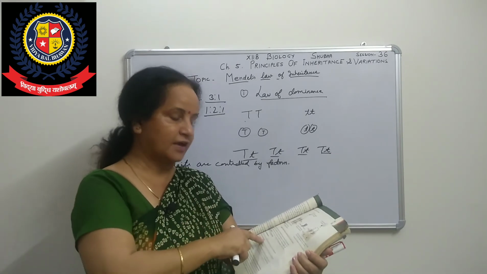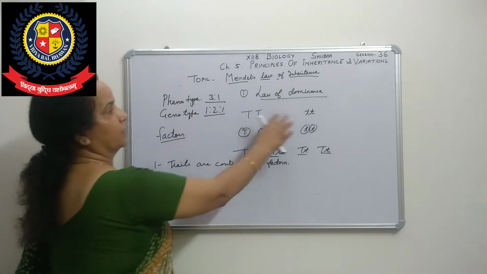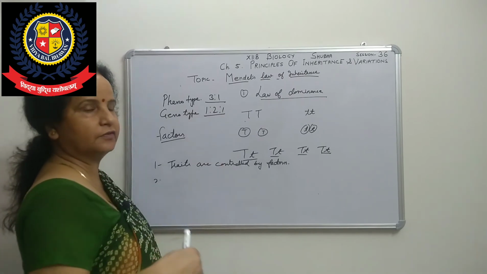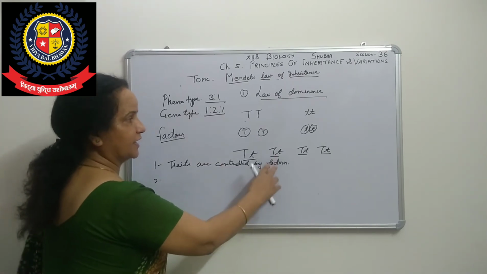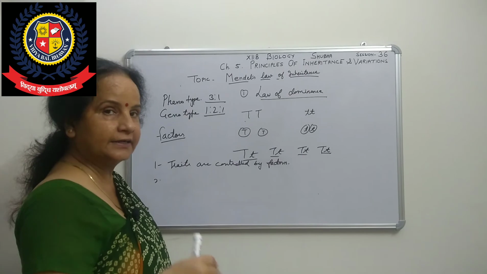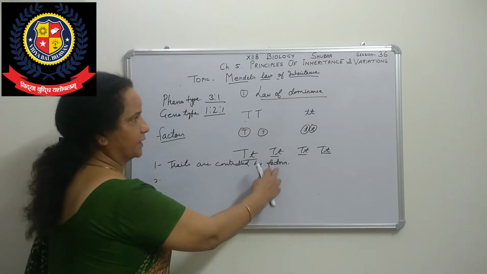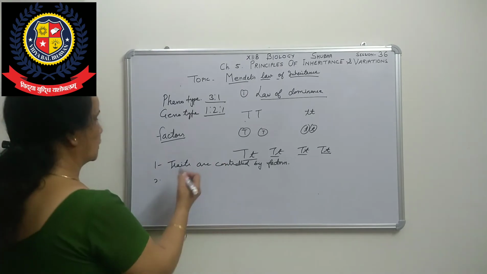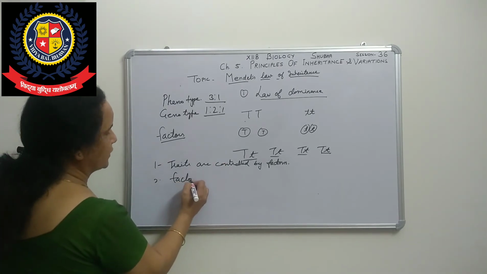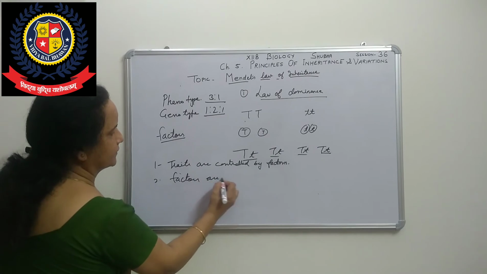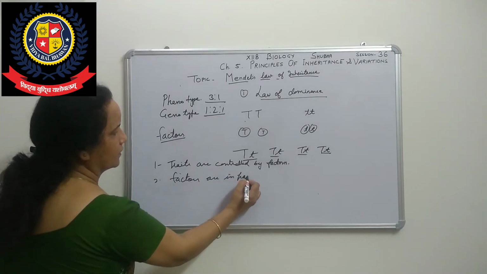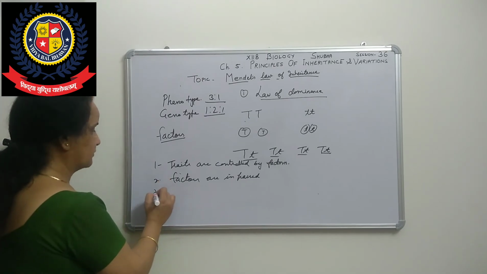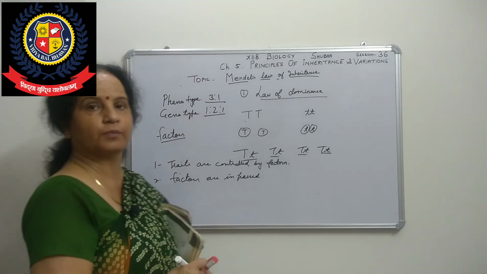Second point, factors occur in pairs. Means they are always paired. Factors, now called genes, have alleles, and alleles are traits. So if the factors are in pairs, then the alleles are also in pairs. These points are given in the first law of Mendel, the law of dominance.